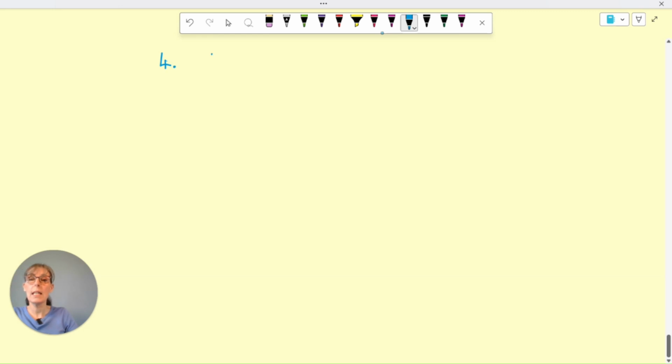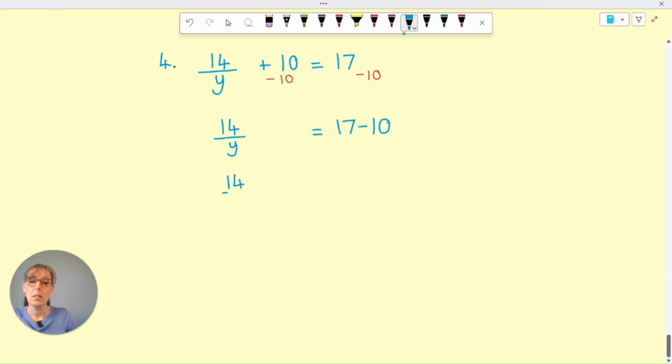And we have 14 divided by y plus 10 is equal to 17. Let's move the 10 first. We're going to take away 10 from both sides and rewrite it. Don't worry about how that looks at the moment. We can talk about it. 14 divided by y plus 10 take away 10 is 0, equals 17 take away 10. Let's write that again. 14 divided by y is equal to, I'm just going to bring it closer, it'll be more comfortable, 17 take away 10 is 7.